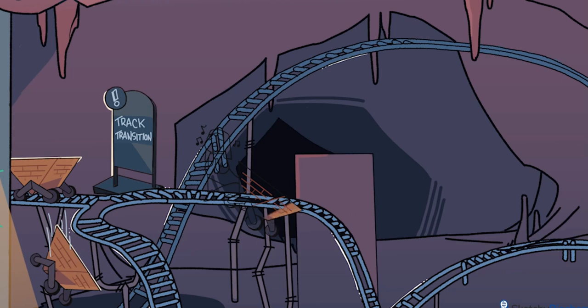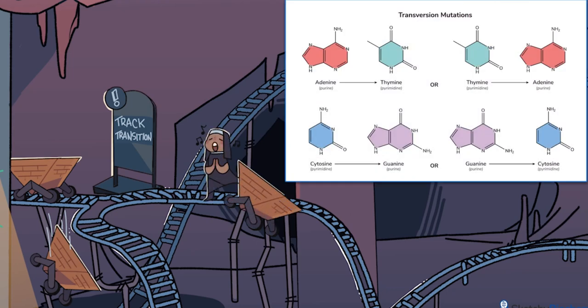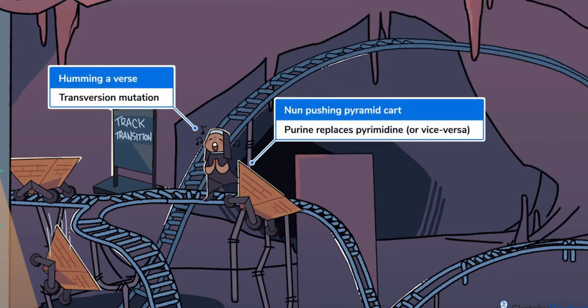In contrast, a transversion mutation is when a purine replaces a pyrimidine, or vice versa. Shown here is a prankster dressed in a nun costume humming a verse and pushing a pyramid cart. Nuns are pure, like purines, but I'm gonna wager the only thing pure about this rapscallion is his love for mischief. Transitions and transversions are big overall categories that can be further subdivided into silent, missense, or nonsense mutations.